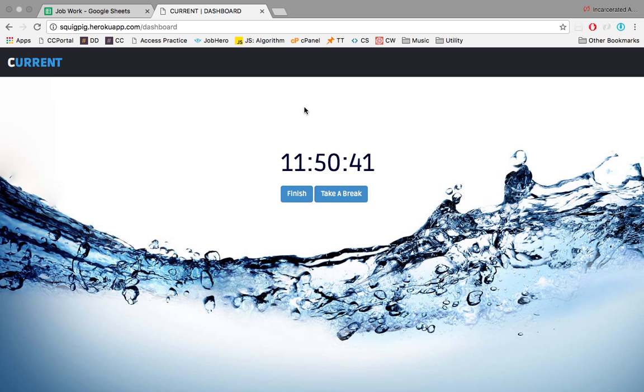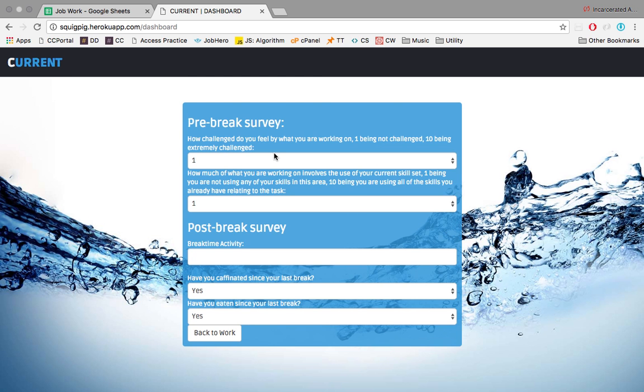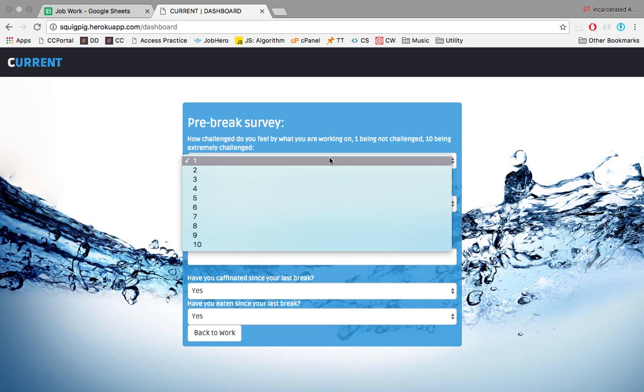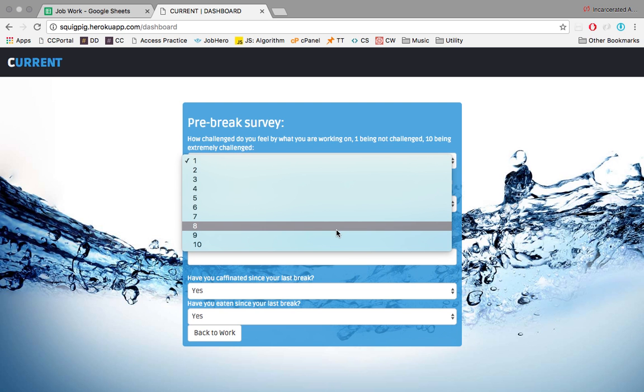It also has push notifications to prompt you to take a break when it would be best to do so. Also, you can take a break whenever you choose. We're not going to wait around in the demo for it to tell you to take a break. When that happens, this short survey comes up. The first question is, how challenging is the work you're working on?